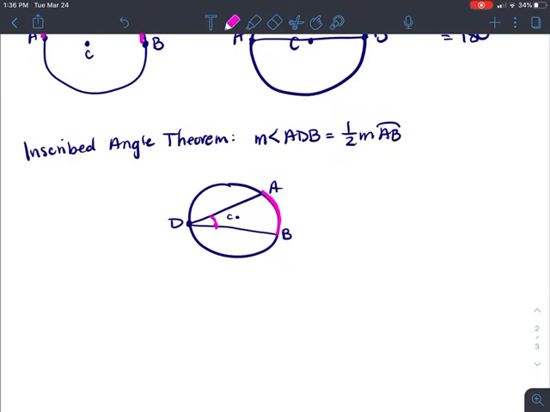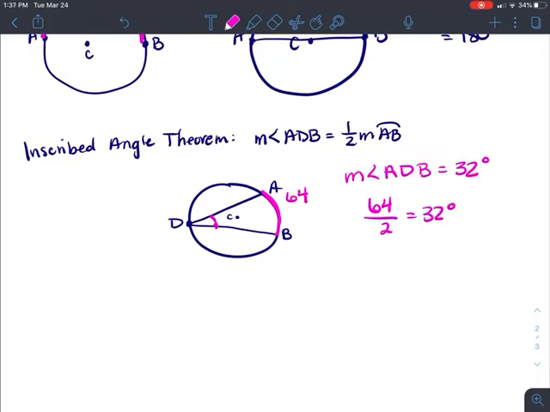Okay? So I'm going to do an example, but let's just say for this one that if our arc was measured at 64 degrees, then the measure of angle ADB would be equal to 32 degrees because it would be 64 divided by 2 equals 32 degrees.